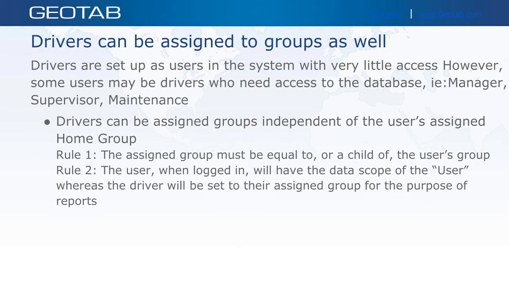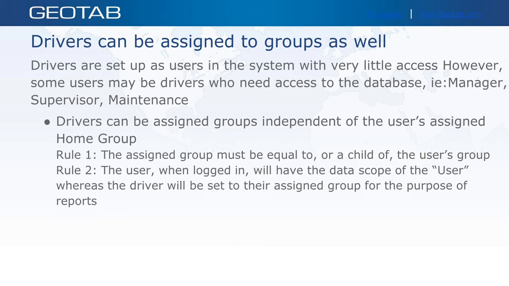Rule number 1 of that group: the assigned group must be equal to or a child of the user group. So let's say the user itself is part of Canada. It has to be part of a group underneath Canada, is really what that's saying. Rule number 2: the user when logged in will have the data scope of the user, whereas the driver will be set to their assigned group for the purpose of reports.